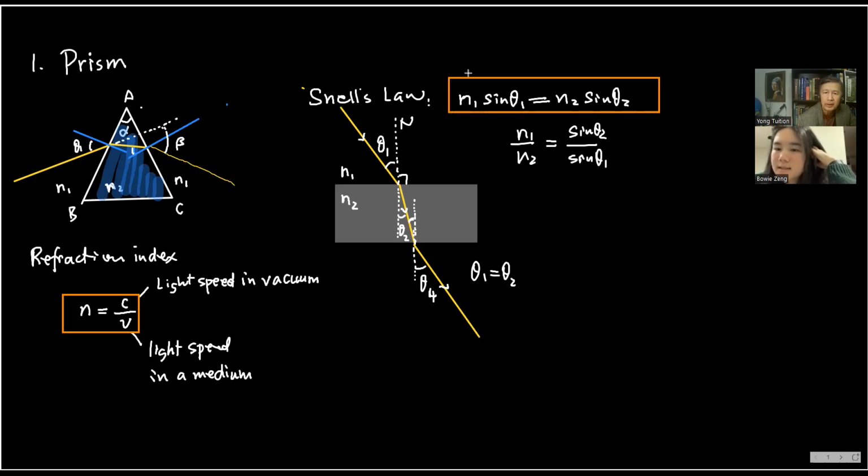Now let's quickly go to the next subjects. This is the second issue, that's the third issue, and the fourth one. We're starting total internal reflection.